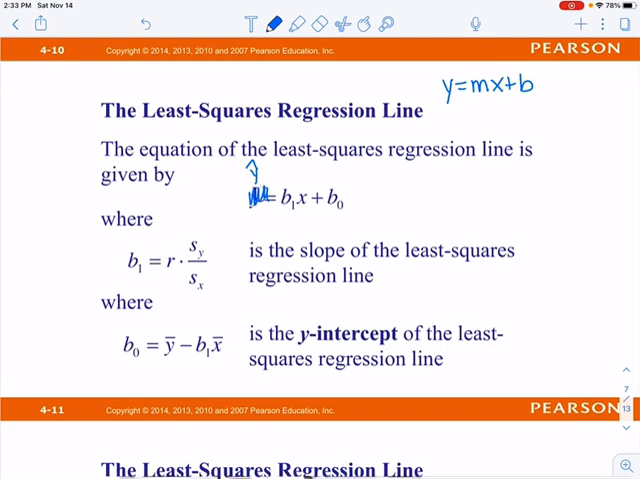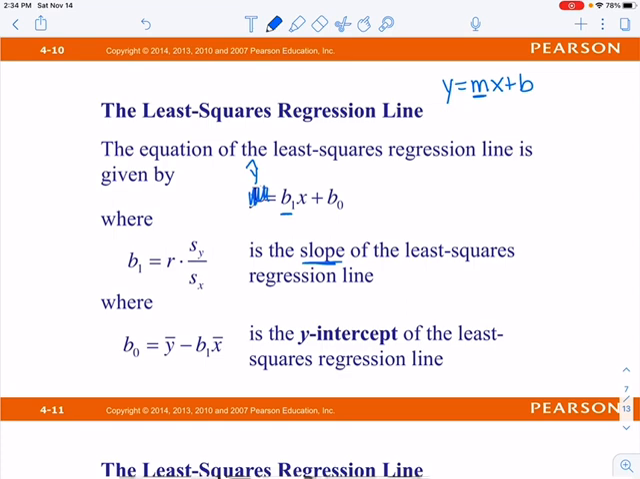This is directly related to your line y equals mx plus b. We just got fancy with the y with the hat, the b sub 1, and the b sub 0. Ultimately, they're very similar. So b sub 1 is the coefficient of x. The coefficient of x in y equals mx plus b is m, which represents the slope. And look at that, b sub 1 is the slope of the least squares regression line.